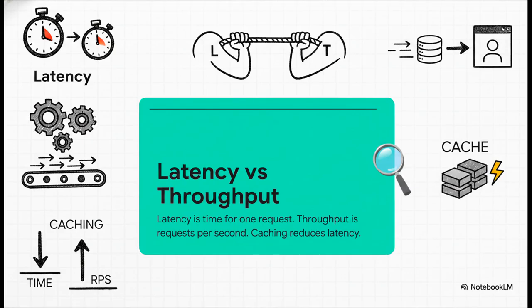System performance basically comes down to a fundamental tug of war. You have latency, which is the time it takes for one single request to complete, say 50 milliseconds for an API call. And then you have throughput, which is the sheer volume of requests processed per second, like 10,000 RPS. Usually, you kind of have to trade one for the other. But caching is the ultimate latency hack. It lets us drastically drop the time per request while simultaneously freeing up database resources to handle way higher throughput.